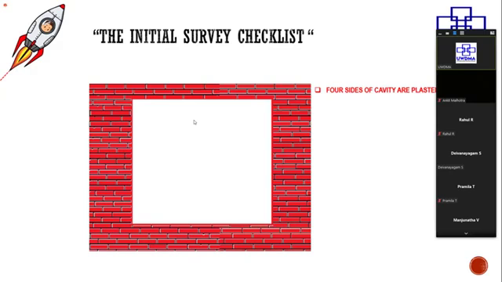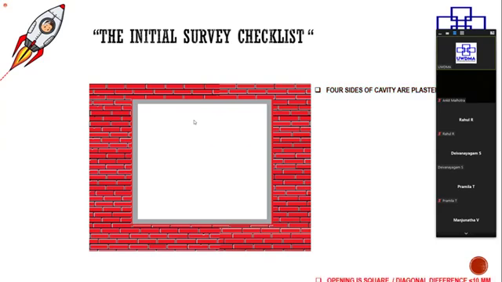Firstly, check whether all four cavities are plastered properly or not. All four sides of the cavity, top, bottom, left and right, should be plastered properly. For example, now see there.